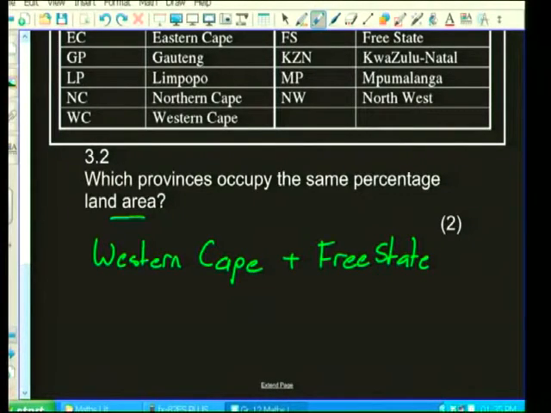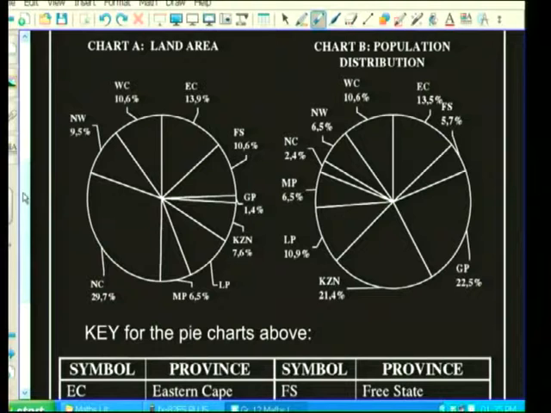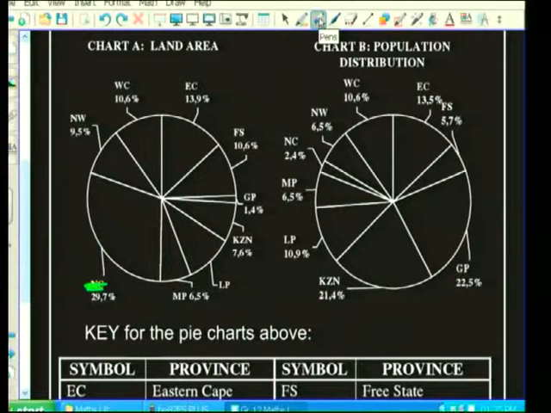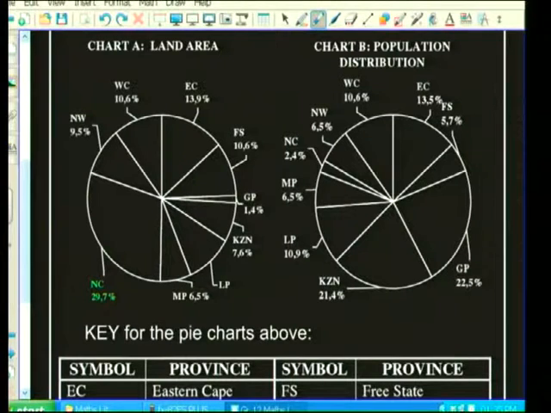How easy are those kinds of questions? They really are easy, and they get you nice marks. Next: which province or provinces have the same percentage on both charts? Now we're looking for province or provinces, so we need to go through both charts. What you might want to do is take a highlighter and highlight these. We can highlight the Northern Cape in one color, and then the Northern Cape in the other chart in another color, and then it'll stand out at you which one it is.